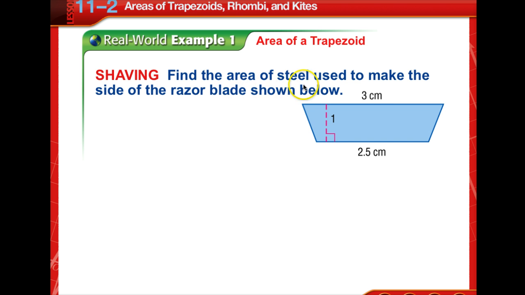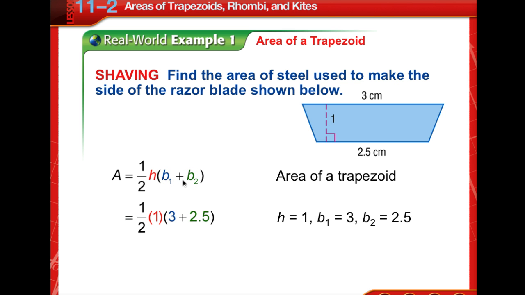Find the area of steel used to make the side of the razor blade shown below. Using the formula that the area of a trapezoid is equal to 1/2 of its height times the sum of its two bases, we substitute in: the height is 1, one base is 3, the other one is 2 5/10 of a centimeter. So we add these two together and divide by 2. 2 75/100 centimeters squared.